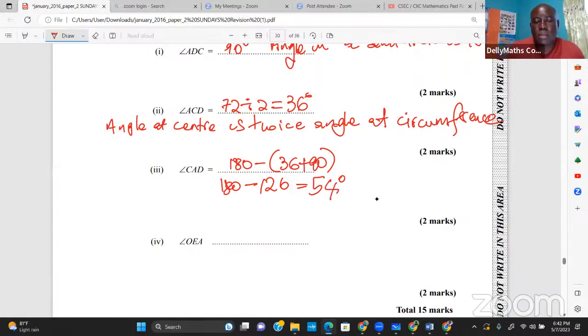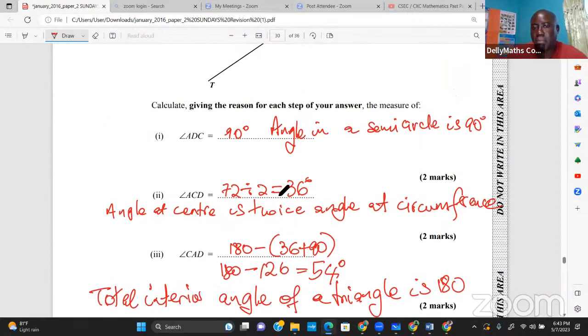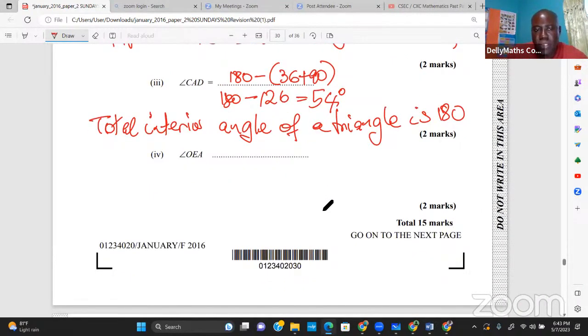Now, what's the rule? I'll simply say total interior angle of a triangle is 180. I was able to utilize the total interior angle of the triangle, which is 180, to put together the other 2, take it from it, and we're good. Not bad. Circle theorem is a nice little thing to get marks as long as you're going through your notes.